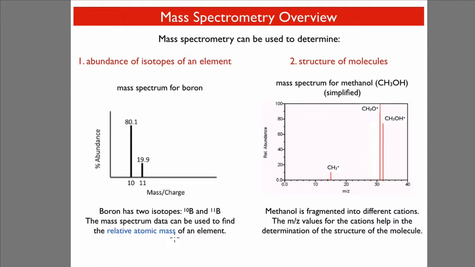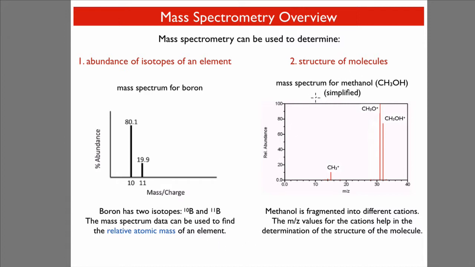Mass spectroscopy can be used to determine the abundance of isotopes in an element. For example, this is a mass spectrum of boron. You can see we've got 2 peaks. One peak with a mass to charge ratio of 10, one peak with a mass to charge ratio of 11. We've got roughly 80% at 10, and around 20% at 11. Boron has 2 isotopes, boron 10 and boron 11, so they've got slightly different mass. And there's obviously more natural abundance, there's more boron 10. The mass spectrum data can be used to find the relative atomic mass of an element.